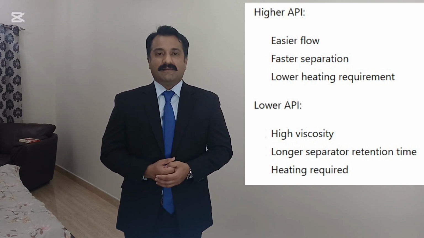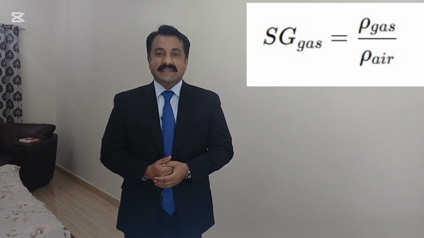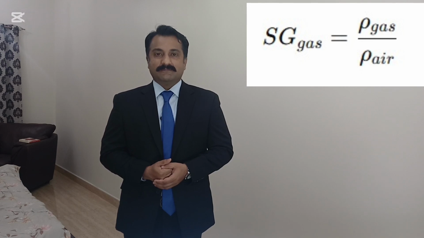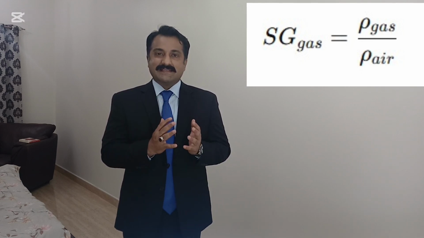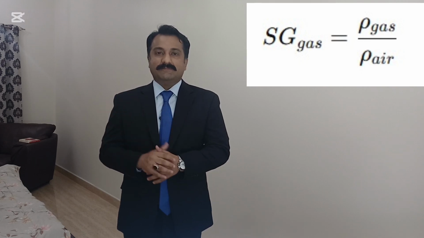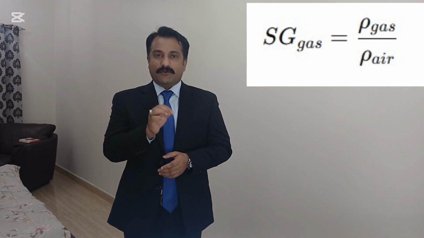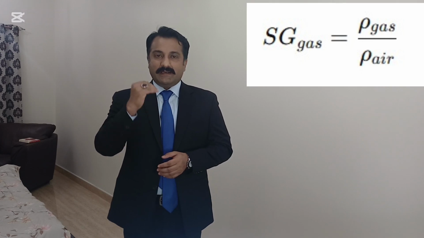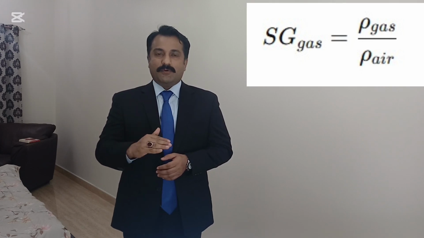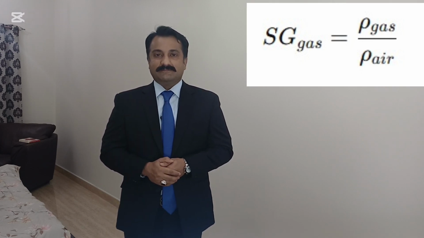Fourth one is gas specific gravity. Gas specific gravity compares gas density with air density. Specific gravity of gas is equal to density of gas upon density of air. Specific gravity of air is 1.